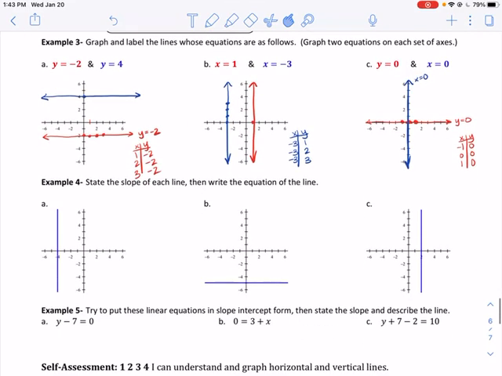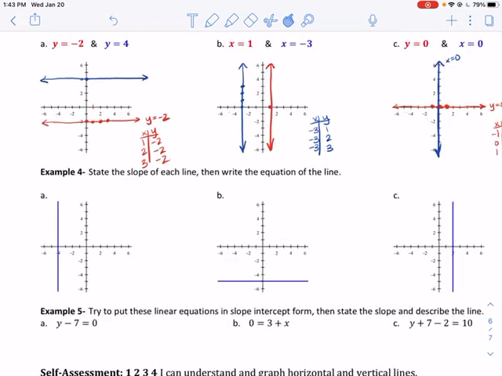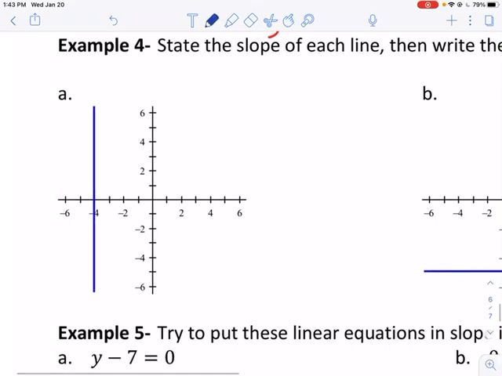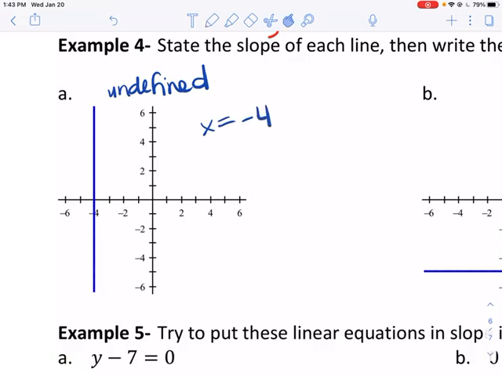Okay, so stating the slope of the line will help you write the equation, because remember, if it's undefined, then we know we can't write it in y equals mx plus b. So this one has an undefined slope because it goes straight up and down. So that tells me that this is an x equals, and that'll be -4.